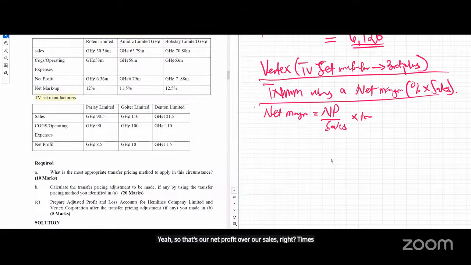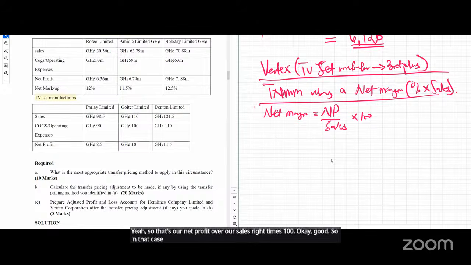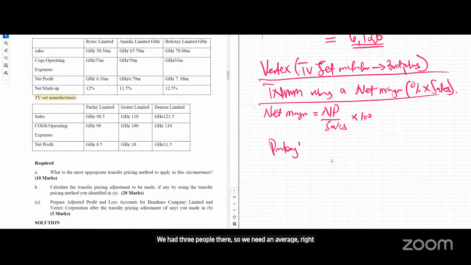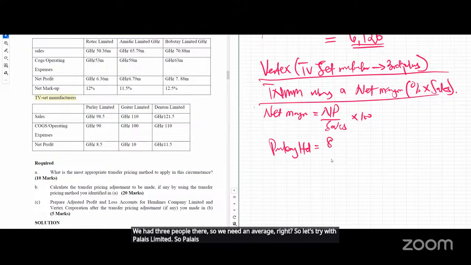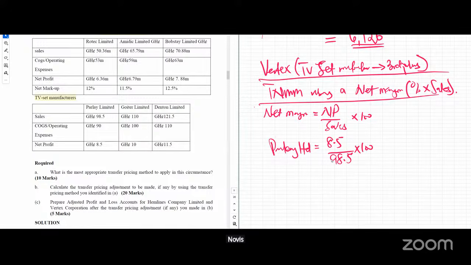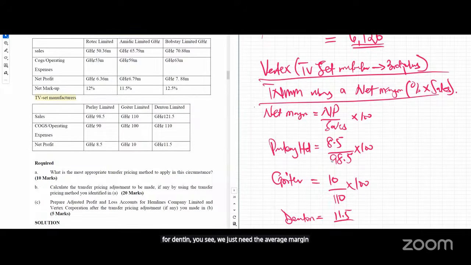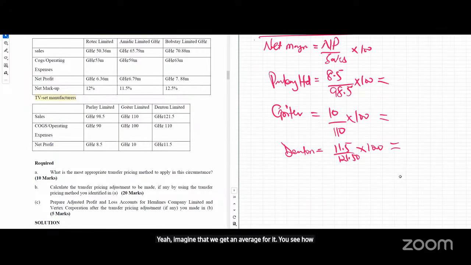Times 100. Okay, good. So in that case, we had 3 comparables there, so we need the average. Let's try with Pale Limited. Pale Limited's net profit was 8.5, sales was 98.5. For Goita, the profit was 10, sales was 110, times 100. For Denton, we just need the average margin. This was 11.5 over 121.5 times 100. So let's get all their margins, then we get the average. You see how it works. So what do we get?